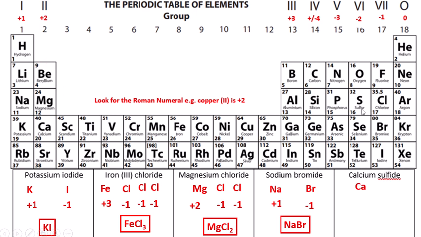Sulfide means sulfur over here, so S, and it's going to be -2. So again, the plus and minus numbers cancel out, so CaS. So hopefully that's clarified some of the points.